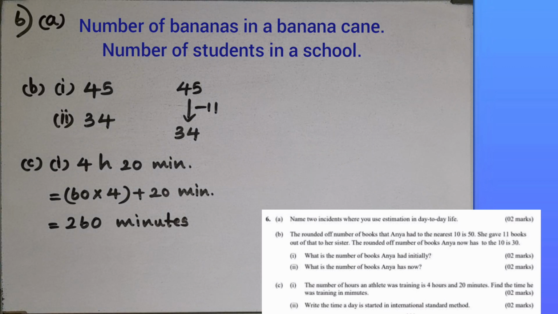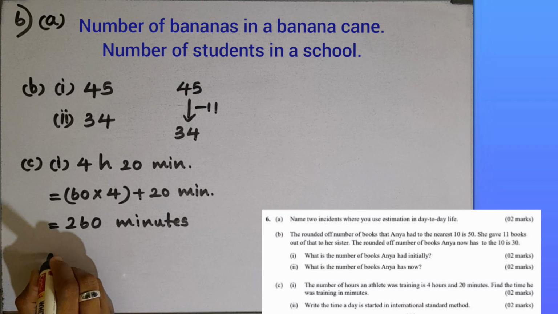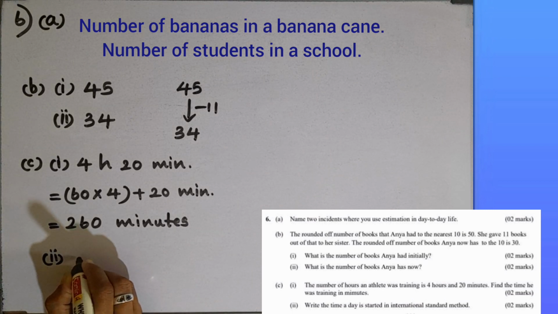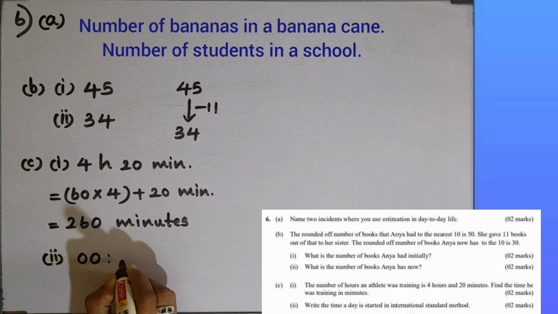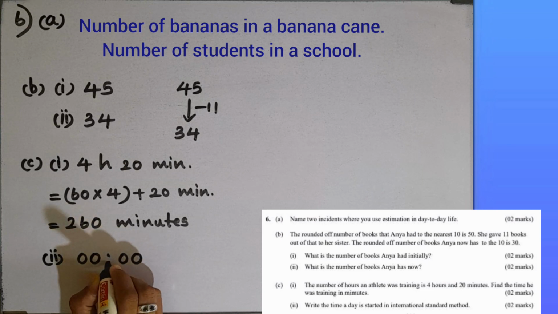Then second part here. Write the time a day is starting in International Standard Method. The starting time of a day is 0 hours, 0 minutes. You can write it like this.